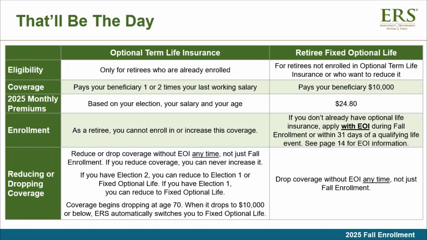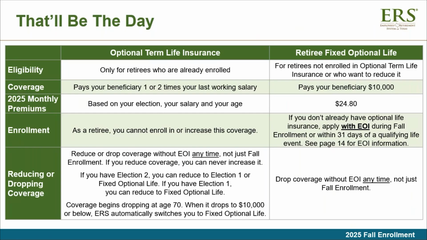But if you are wanting to, or if you don't currently have any type of life insurance elected, you can choose to go and enroll in the retiree fixed optional life insurance. It is an amount of $10,000 that will be paid to your beneficiary. That current premium is $24.80 a month.